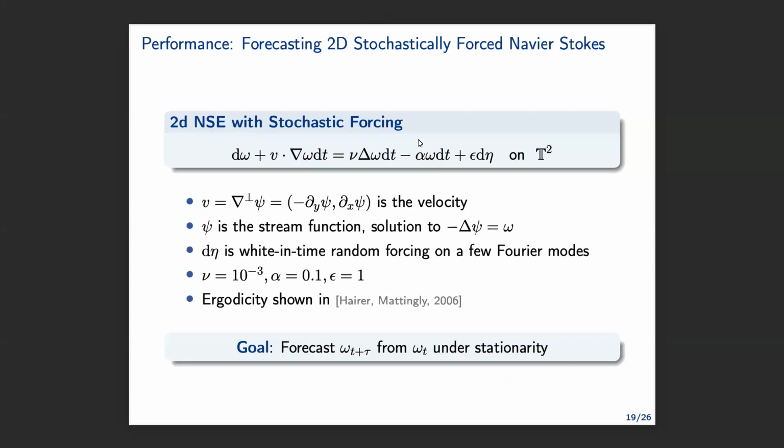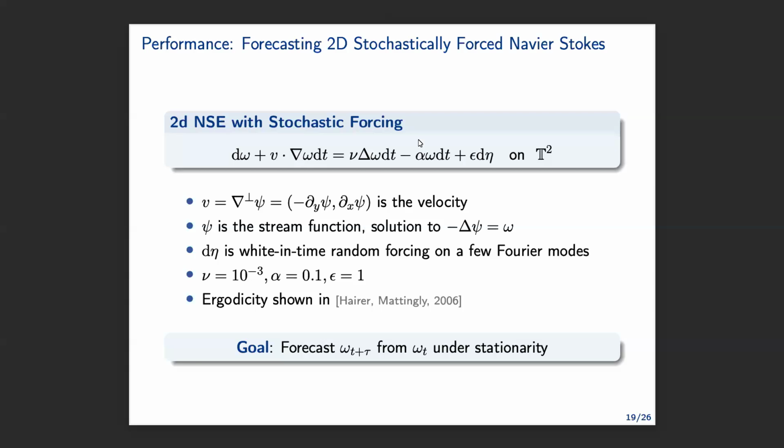Let's see some examples. This is a very simple algorithm, so let's see how it performs on a synthetic example. We consider the 2D Navier-Stokes equation for fluids with stochastic forcing to create some randomness in this equation. This is the vorticity formulation. Omega is the vorticity of the fluid, and we have the viscosity nu, and some damping terms to damp this so that it converges to the stationary phase fast. And we have eta, which is the random forcing, acting on some Fourier modes.